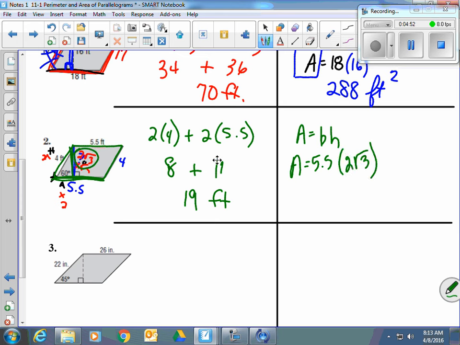So 5.5 times 2 square roots of 3 gives me 19.05, and this will be feet squared because we're talking about area. Okay, pause the video and give yourself a second to try number 3.